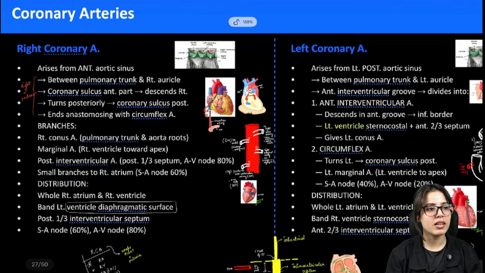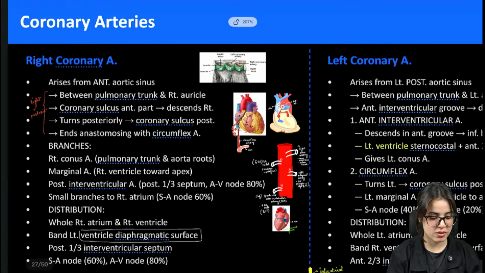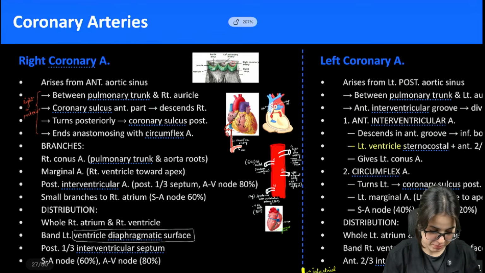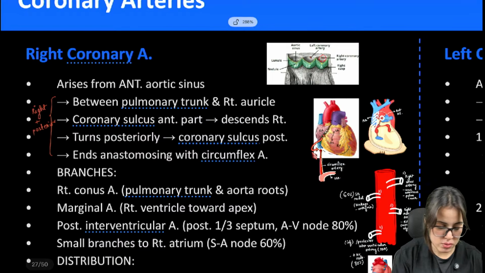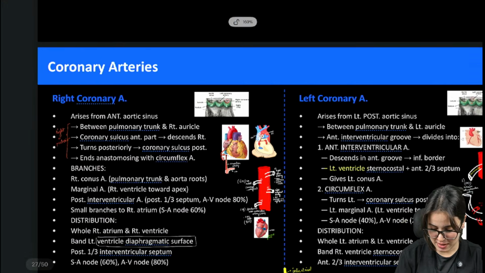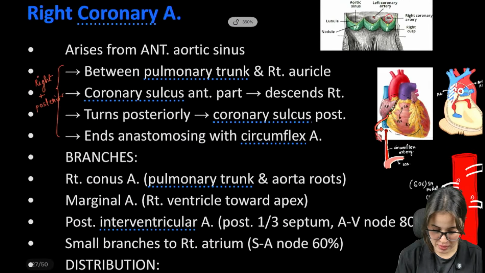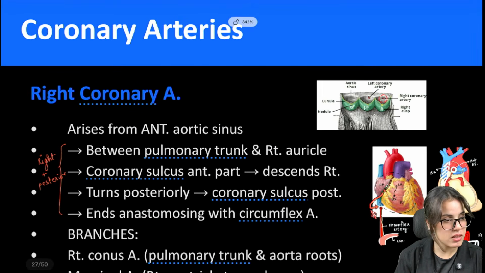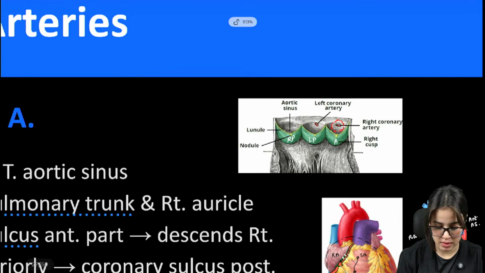So today we'll continue the topics that we left yesterday. The first for today is coronary arteries. First we'll do right coronary artery and then left coronary artery. Okay. The story starts from the coronary sinus. What's coronary sinus? Aortic coronary sinus.